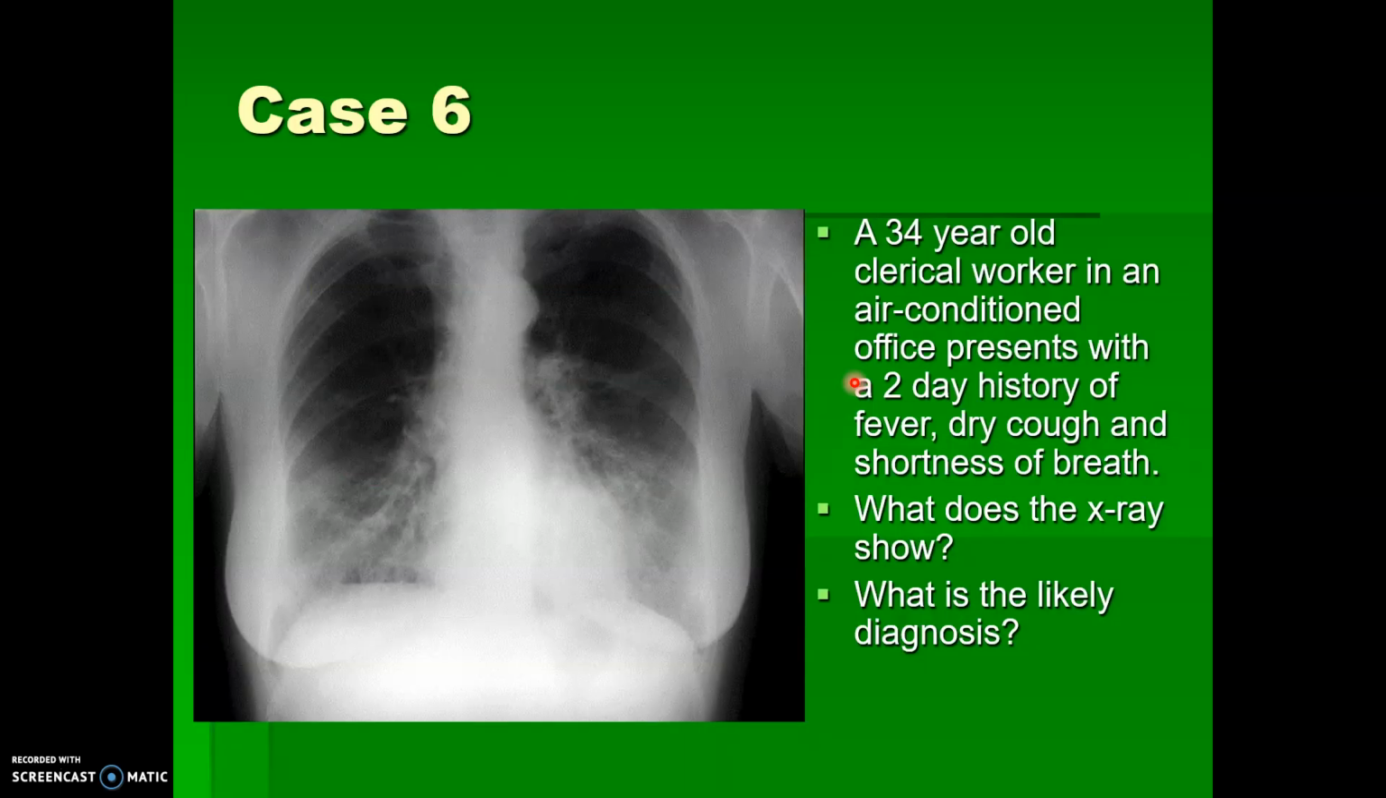This is a 35-year-old clerical worker who works in an air-conditioned office and presents with a 2-day history of fever, dry cough, and shortness of breath. Again, what does the X-ray show and what's the likely diagnosis? Pause the video, have a good look at the X-ray, apply the ABCs, and see if you can come to some conclusion yourself.